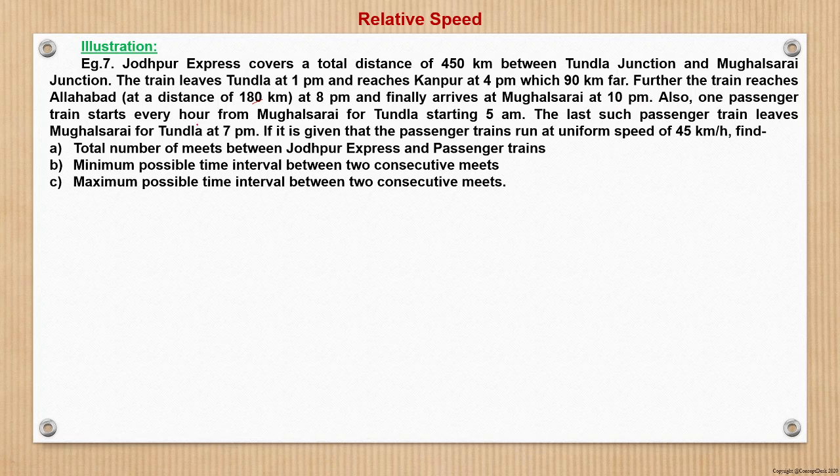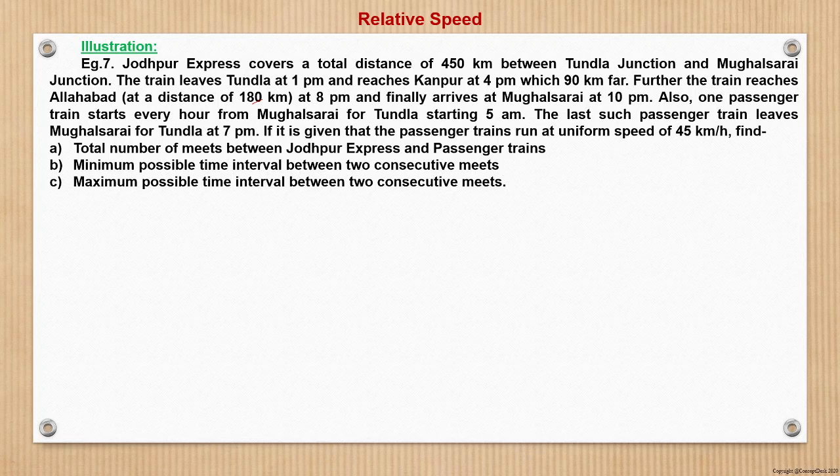Also, one passenger train starts every hour from Mughal Sarai for Tundla starting 5 a.m. in the morning. The last such passenger train leaves Mughal Sarai for Tundla at 7 p.m. If it is given that the passenger trains run at a uniform speed of 45 km per hour, find the total number of meets between Jodhpur Express and passenger trains. Then the minimum possible time interval between two consecutive meets and the maximum possible time interval between two such consecutive meets between passenger train and Jodhpur Express.